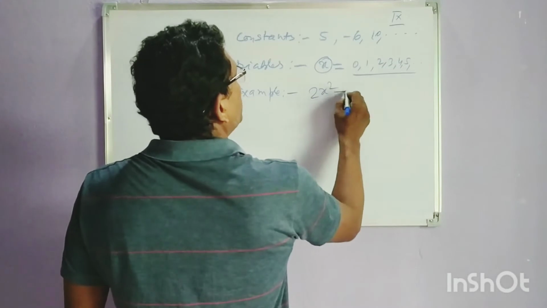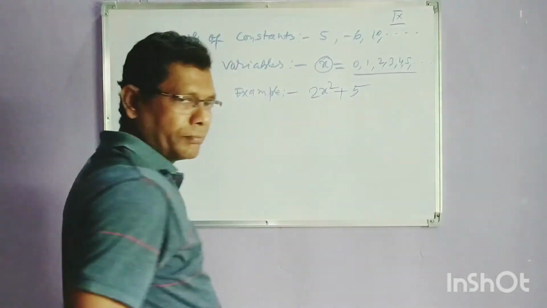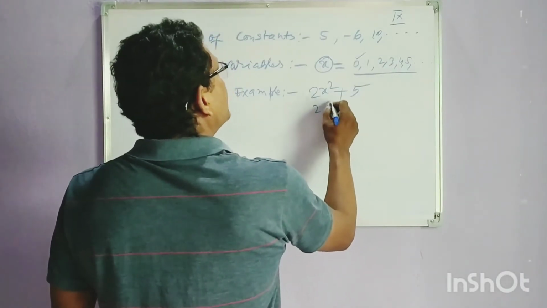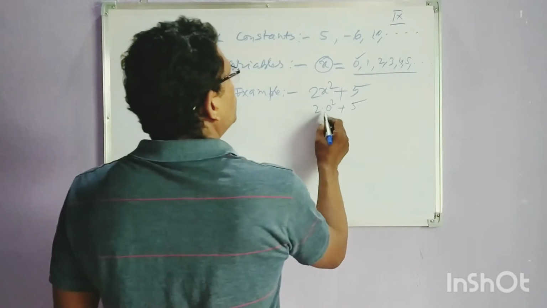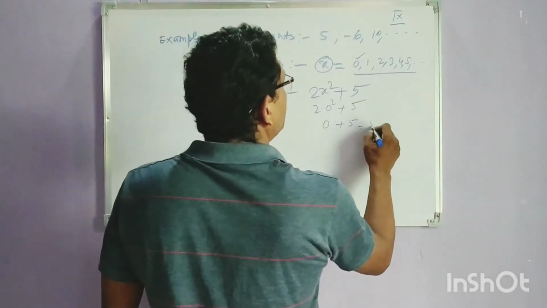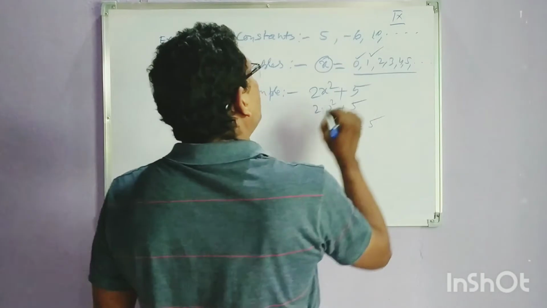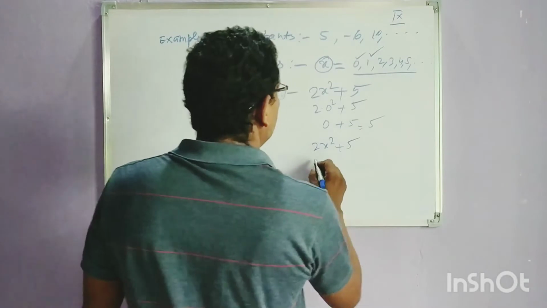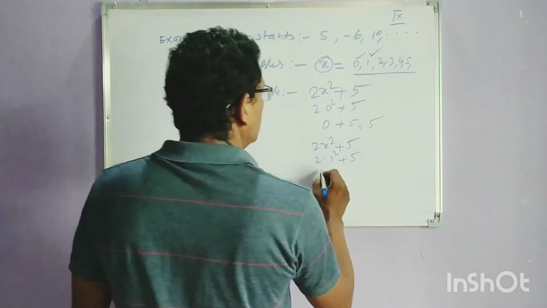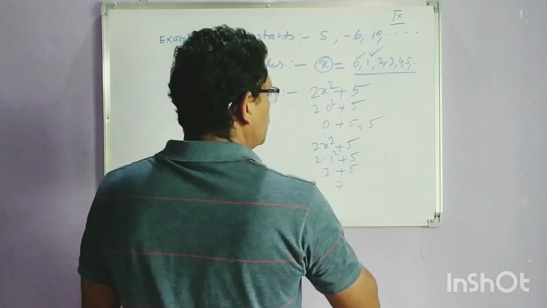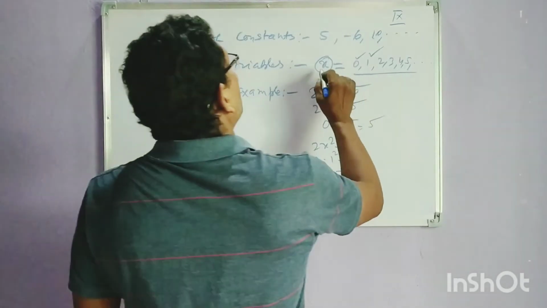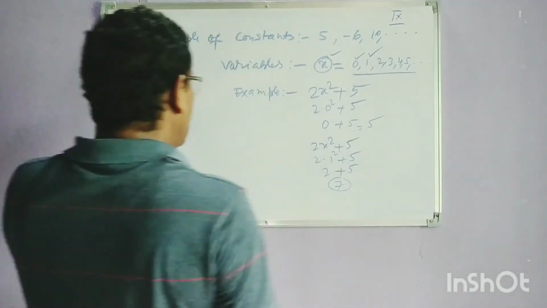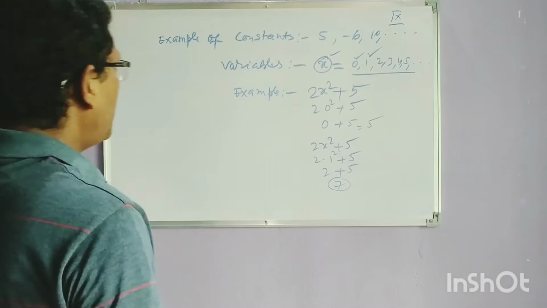Suppose there is an expression 2x square plus 5. Here, if we put the value of x as 0, then the value of the expression will change. So 2 into 0 square, 0, plus 5, this is 5. If you put the value of variable x as 1, then the expression becomes 2 into 1 whole square plus 5, 2 plus 5, that is 7. So, you see, the value of variable goes on changing. You may change its value anytime. That is why we call it variables.